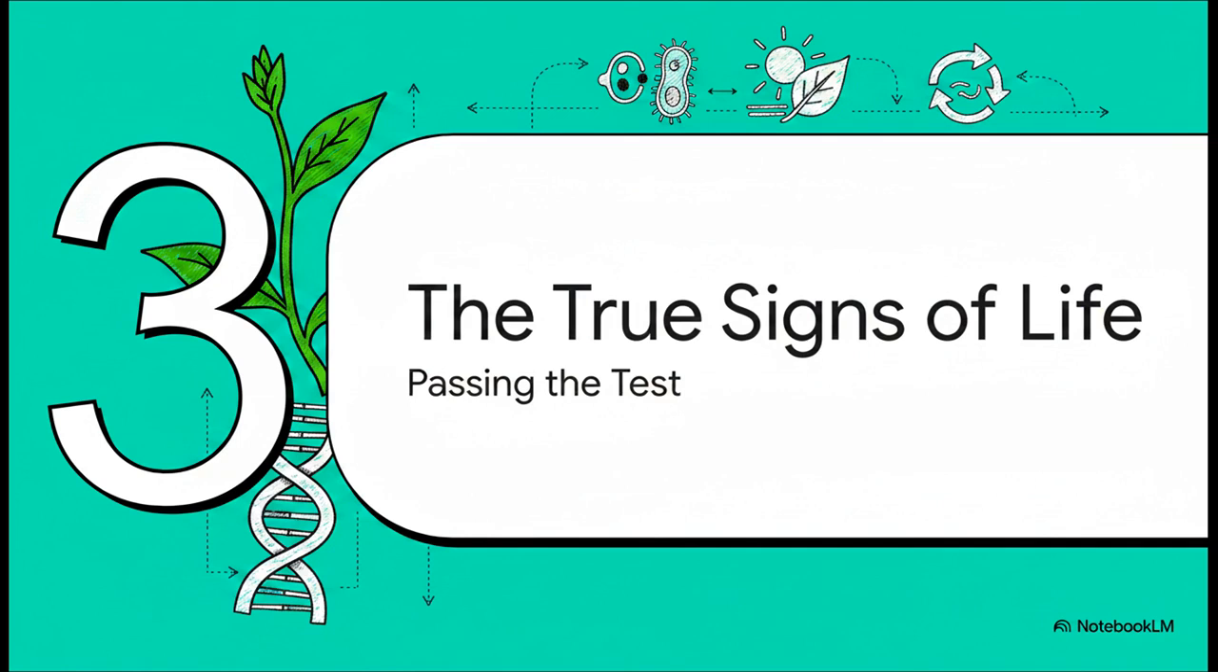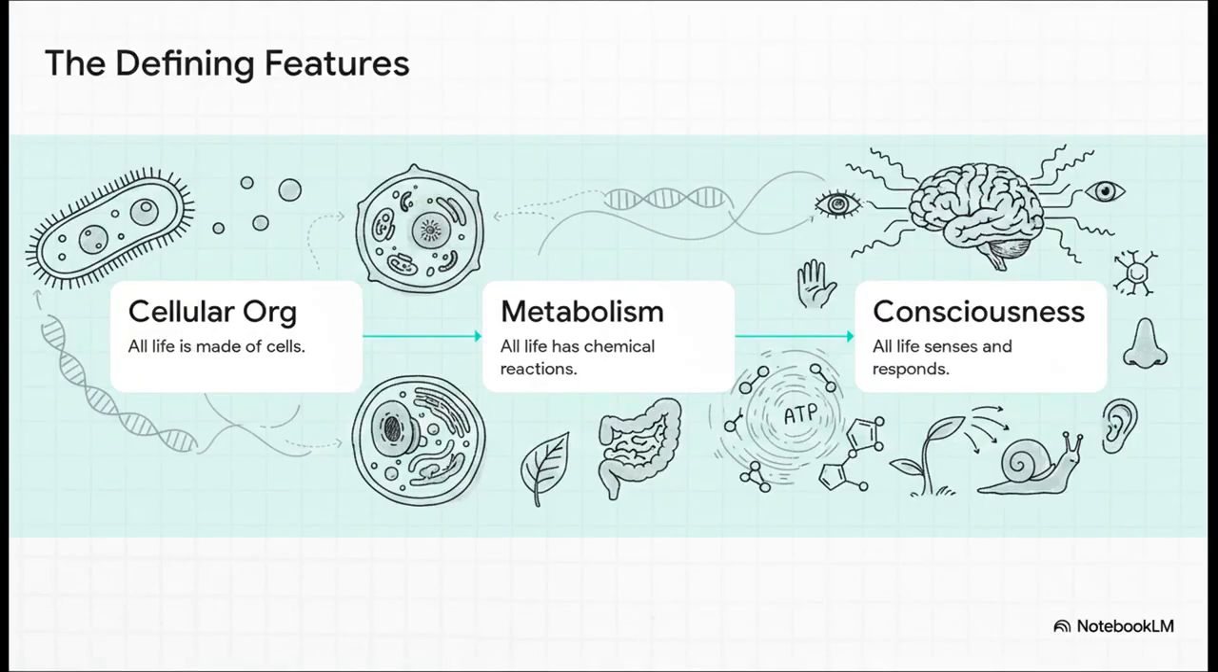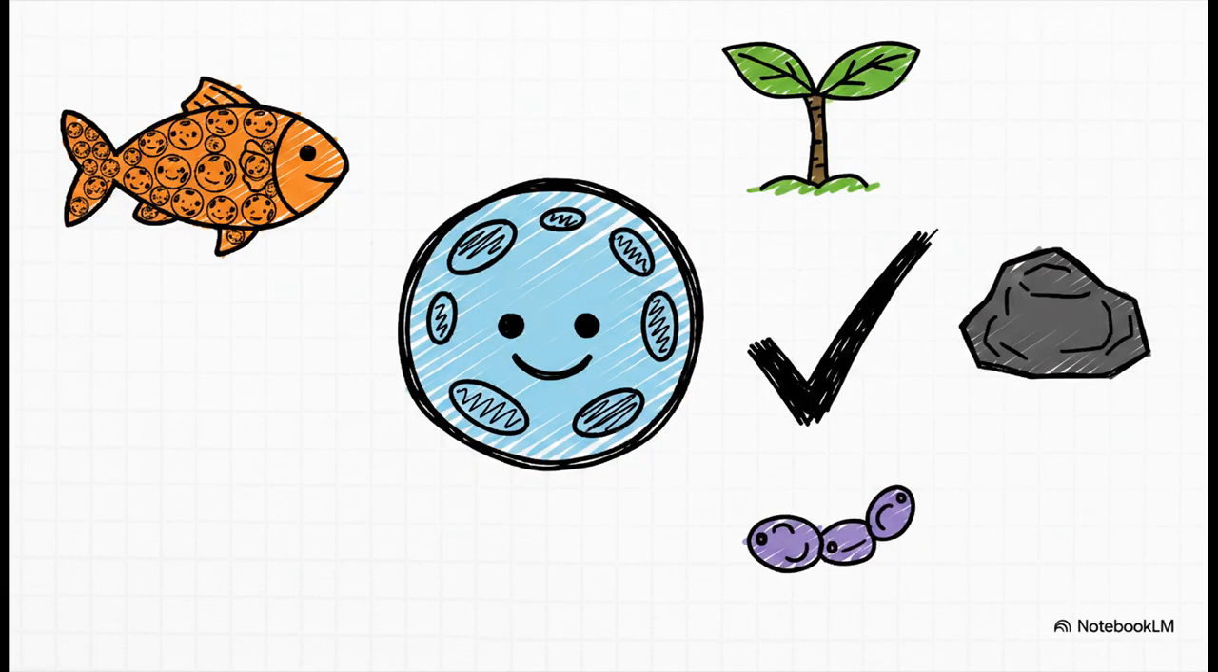So now that we've exposed the imposters, let's get to the real deal. What is life? It turns out there are 3 features that pass our test with flying colors. These are the big 3. And I mean everything. From the tiniest bacterium to the biggest blue whale. Every single living thing on this planet shares these 3 non-negotiable features.